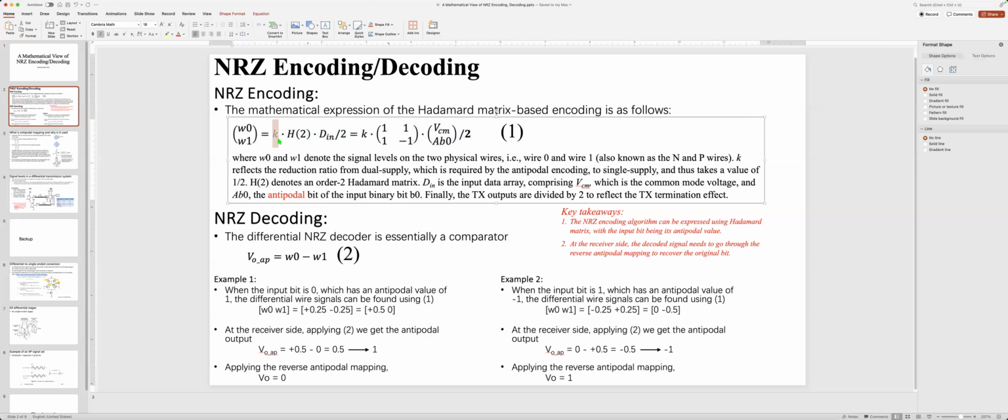Okay, what is this K? This K is a bit tricky. It represents the reduction ratio from dual supply, which is required by the antipodal encoding, to single supply, and therefore it takes a value of half. That's where we first come across this word, antipodal. I suppose it's quite new to folks here.